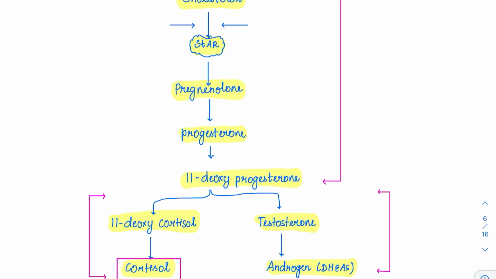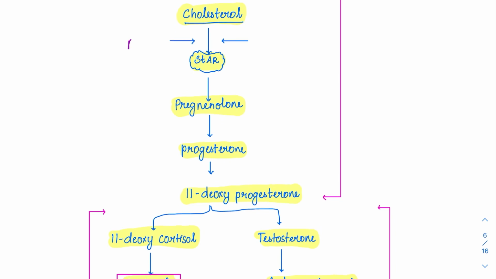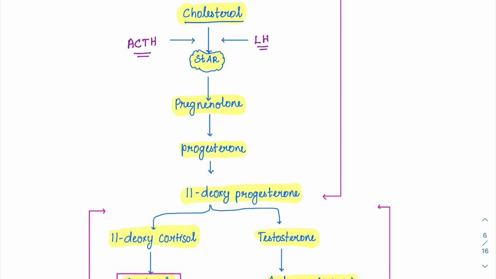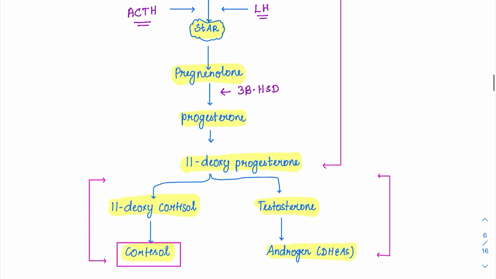What are the enzymes responsible for this pathway? Depending upon the enzyme defect only, we are going to study the disease. First, cholesterol will get converted to pregnenolone in the presence of two important substances: ACTH, adrenocorticotropic hormone, and LH, luteinizing hormone. Luteinizing hormone and ACTH are more important for the transformation of these substances. Next comes the pregnenolone to progesterone conversion. This conversion happens in the presence of 3-beta hydroxysteroid dehydrogenase. Then there is one more person entering this pathway.